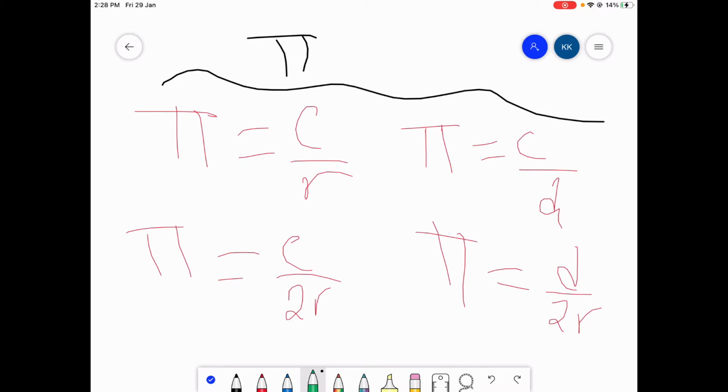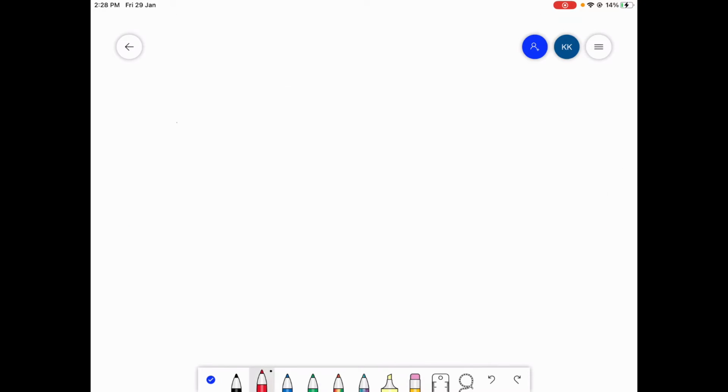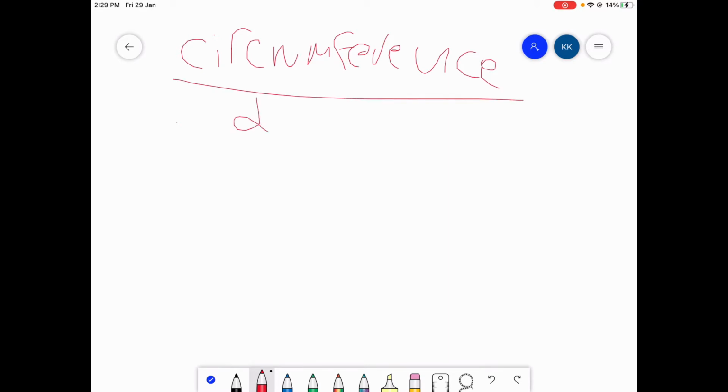So before we know the correct formula, there is something called circumference and diameter. So which of these is C and D? This one. So this is the correct formula. So let's learn about the circumference and the diameter. This is how we spell circumference, and this is how we spell diameter.